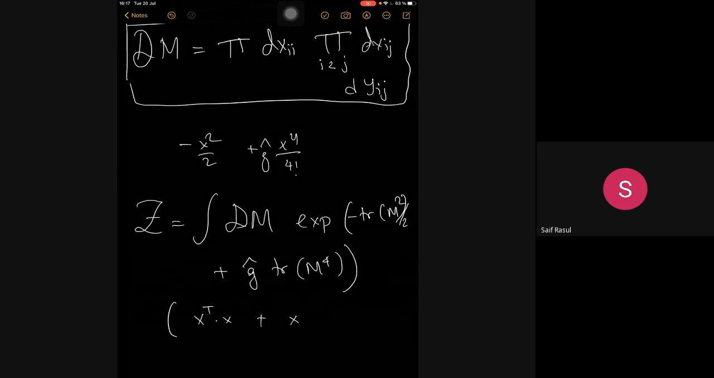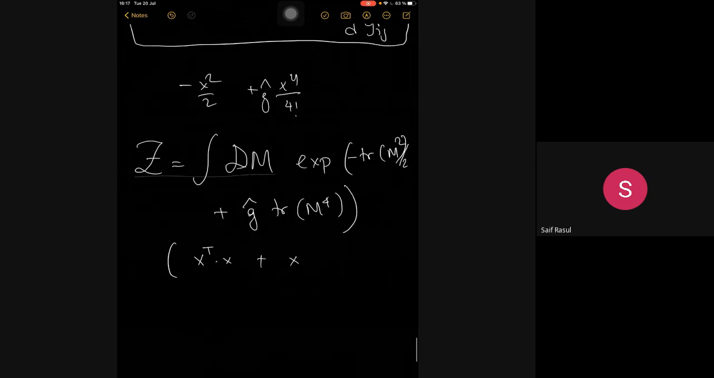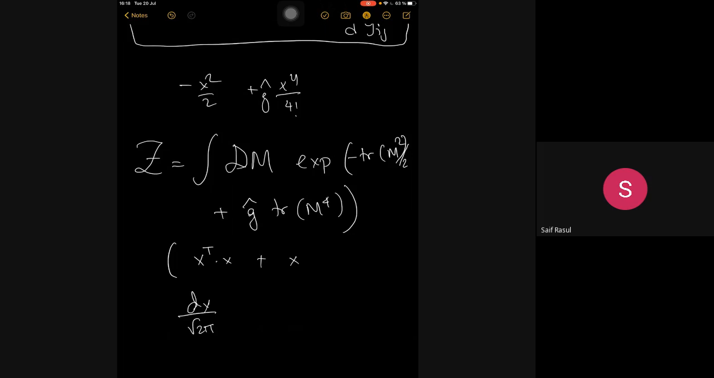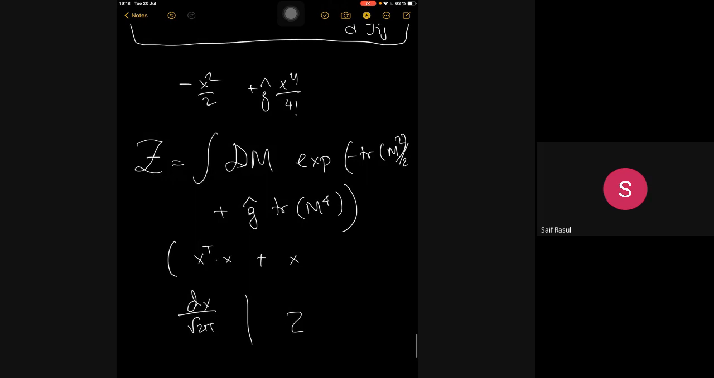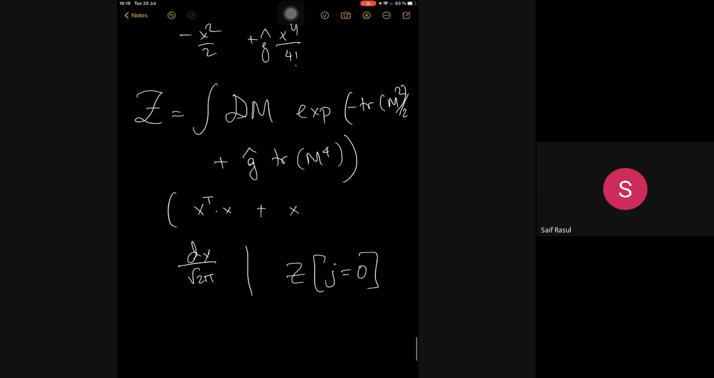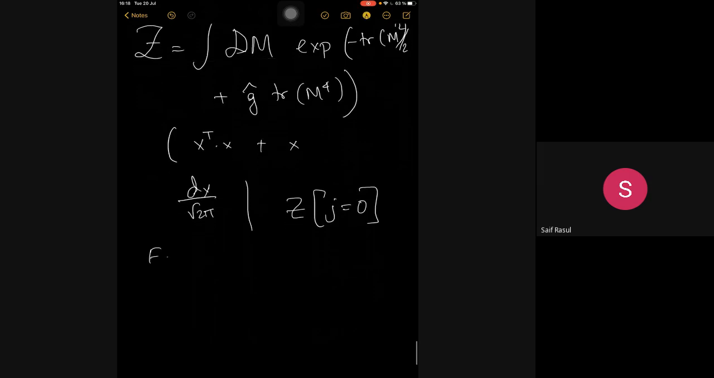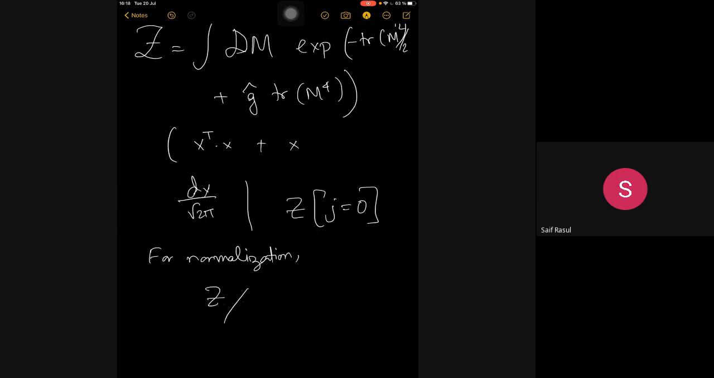To fix the normalization, if you remember previously, our normalization was dx over square root of 2 pi. When we were dealing with matrices or vectors, we had to divide by the case j equal to 0. That is, we set the coupling to 0. Same case here for normalization: you divide this by the integral with the coupling set equal to 0.